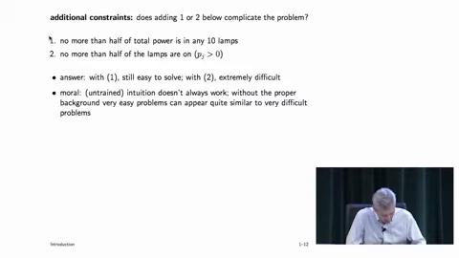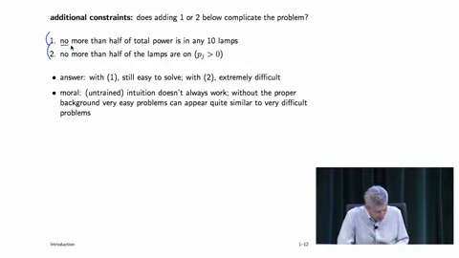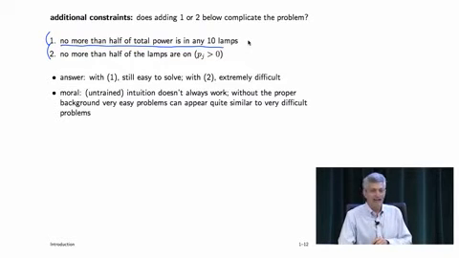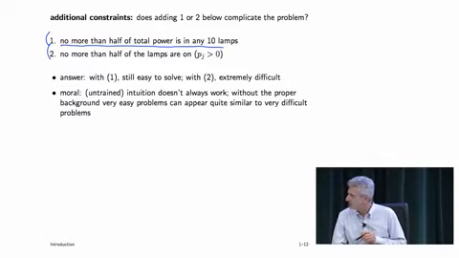Okay. But let's add some more constraints and see what happens. We'll think about adding one of 2 constraints. Here's one. No more than half of the total power is in any 10 lamps. I have no idea why you'd have a constraint like that, but let's suppose you did, right?